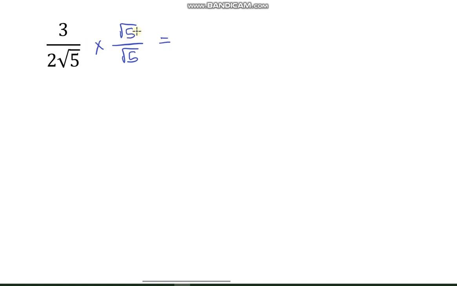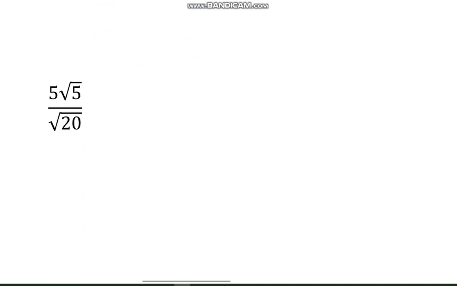Okay, so 3 times root 5, well that is just 3 root 5. 2 times root 5 times root 5, well root 5 times root 5 is 5, so 2 times 5 is 10. So this times this gives us 5, and then 5 times 2 gives us 10. Okay, scroll down. So we want to get rid of that root 20, so multiply the top and bottom by root 20.